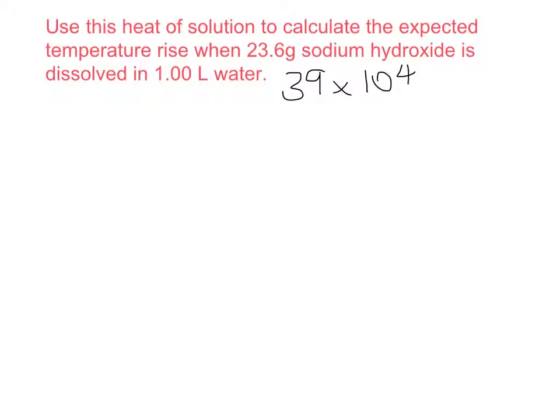Now remember, I'm not going to bring the negative across. The negative was to show us whether it was endothermic or exothermic. So this is the actual heat released, so I'm going to use this in my equation.